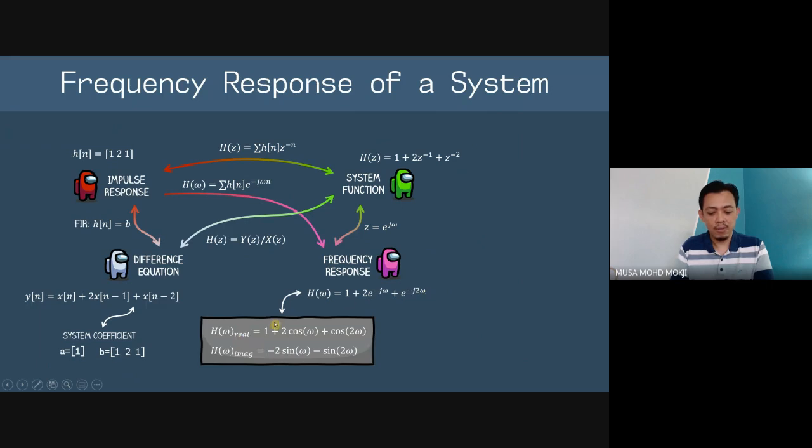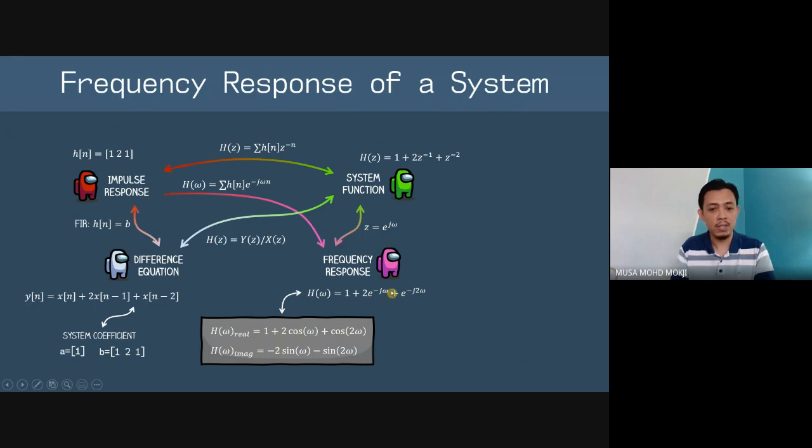So we can separate this into real and imaginary. From here, if you work it out, the real part equals 1 plus 2 cos omega plus cos 2 omega. So how to do that? You need to expand this using Euler's equation.